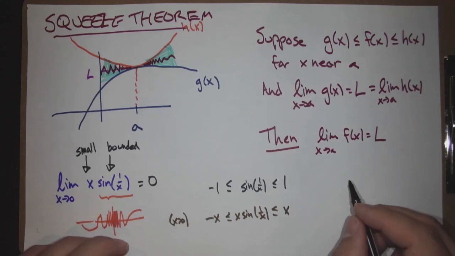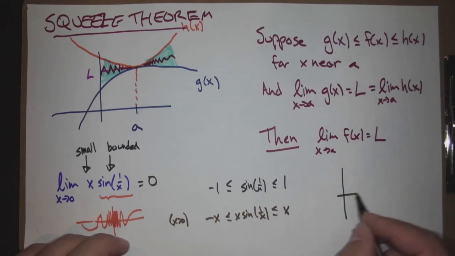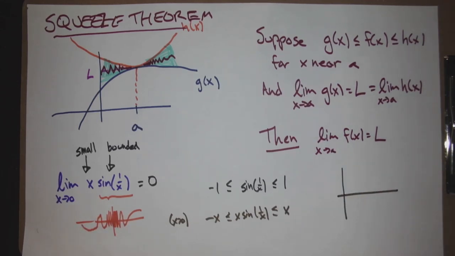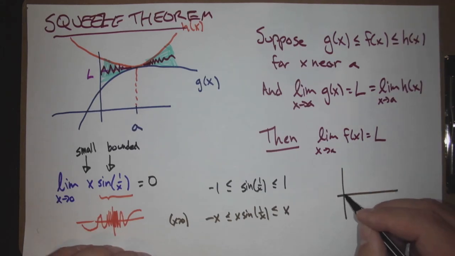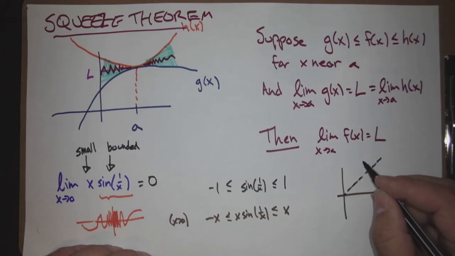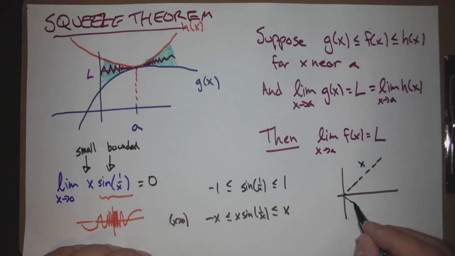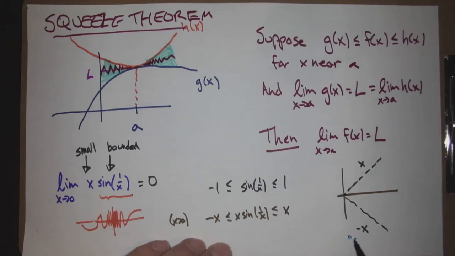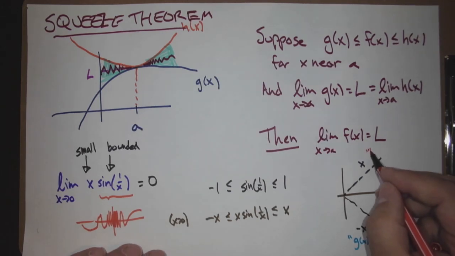So on the right-hand side, we say, okay, we have this line x, and we have this line -x. And in terms of our discussion, this line -x downstairs, this is our g of x. And this line positive x upstairs, this is our h of x.